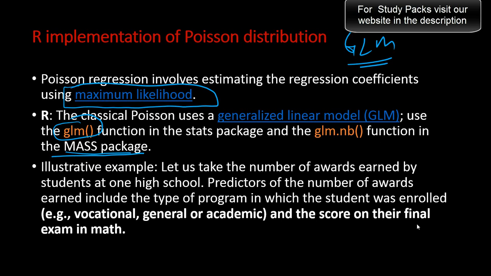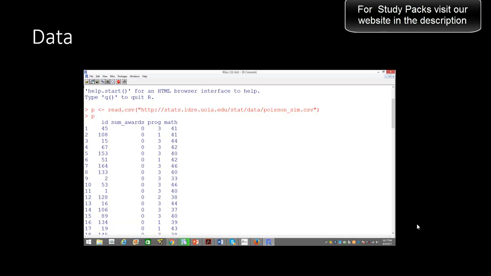Okay, so here is an example. We're going to use an example that is there on one of the websites. I'm going to give you the link to the website. So here is the case where we're trying to find out the number of awards earned by students given certain attributes, and the two attributes we have been given are the program to which a student has been admitted and the score of the particular student on mathematics. Okay, so we'll see the data and it will be clear.